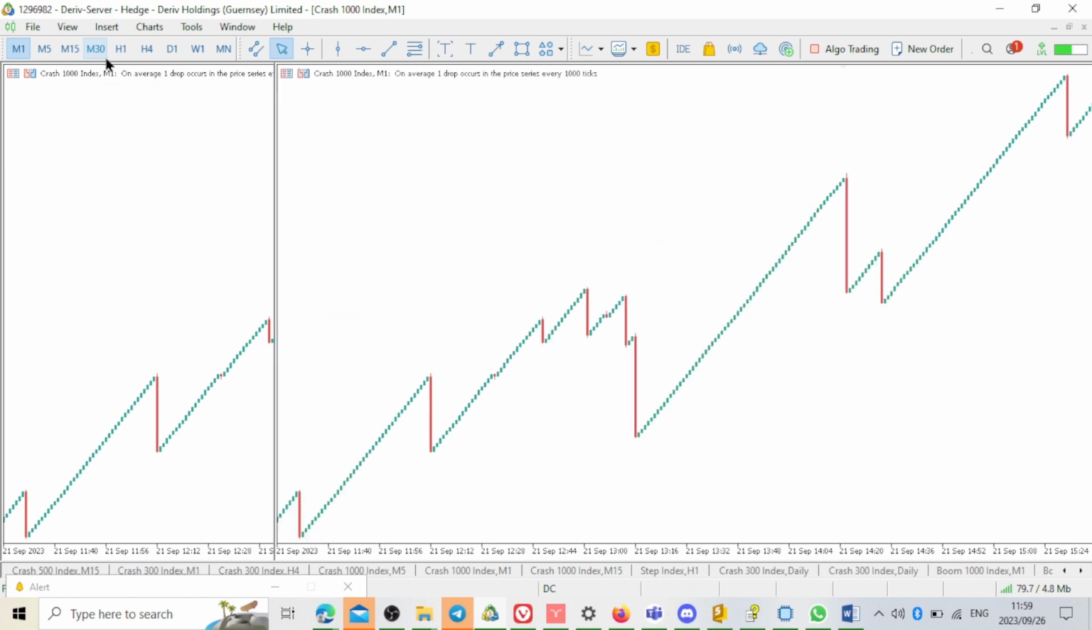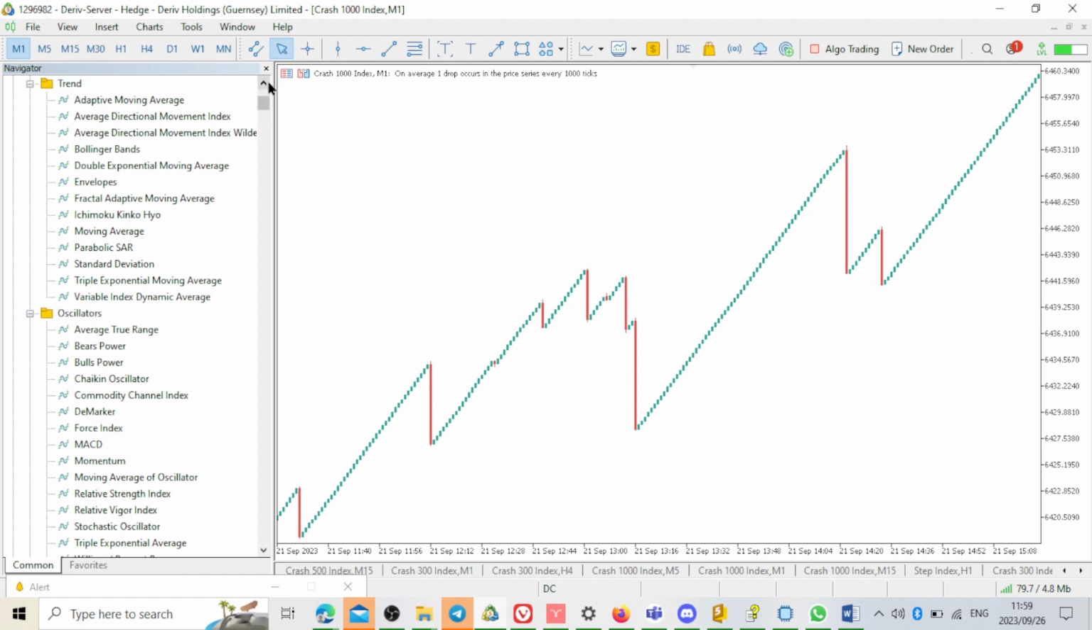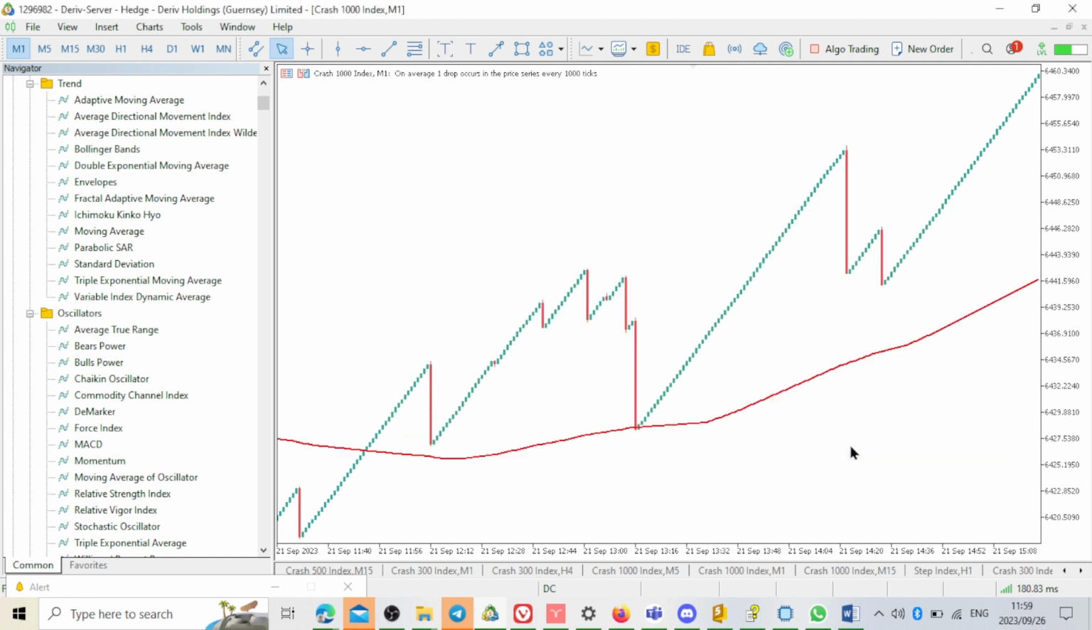So let me go to my navigator. Okay, on my navigator, these are the indices. So we have to go to the trend indicators. On our trend indicator, we're going to start with the moving average. The first moving average has the following settings. We have a period of 200, shift 0, method simple, apply to close, and our style is going to be red. Then we click done. Then we have this red line.